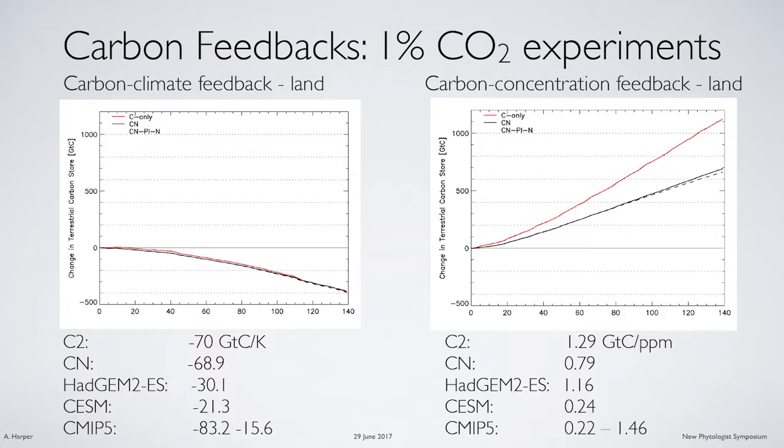So if we include the nitrogen limitation, then the carbon stored in vegetation by 2100 is reduced by one-third. There's not really any way to know if that's right or not, but it's good that it reduced. At least we're going in the right direction.